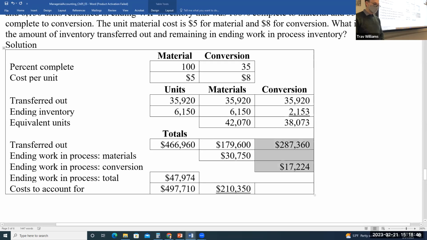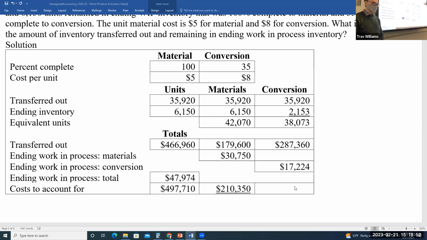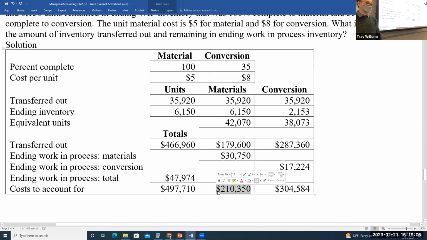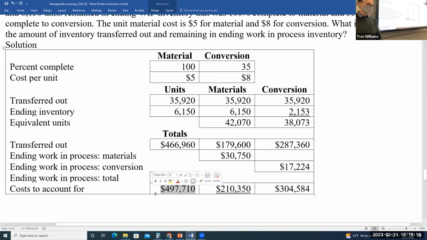Now the conversion column over here. Okay, so this is the cost of everything that got transferred out and still in work in process for conversion. Same thing for materials. Let's add those together. Ooh, doesn't look right. I could already tell that does not equal this. So there's a mistake.